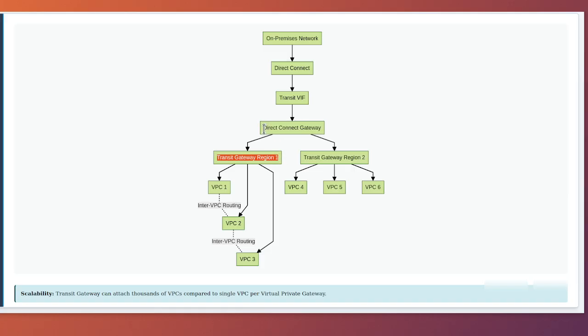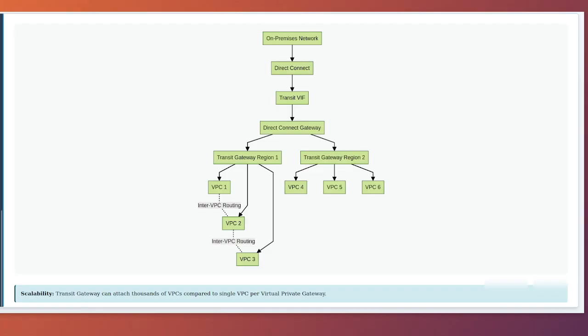When you integrate Direct Connect with Transit Gateway, you create a transit virtual interface on your Direct Connect connection instead of a private virtual interface. The transit VIF attaches to a Direct Connect gateway, and the Direct Connect gateway associates with one or more transit gateways. This architecture allows a single Direct Connect connection to reach hundreds or even thousands of VPCs across multiple regions and accounts. The diagram illustrates this architecture.